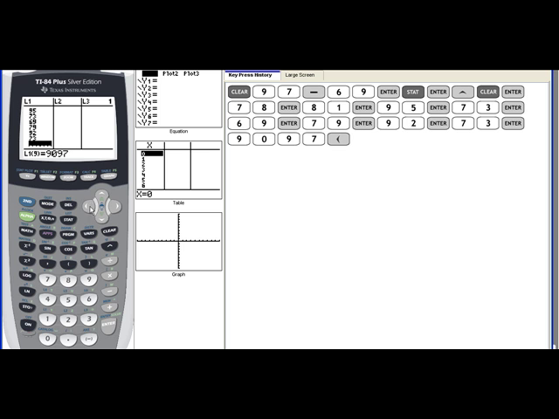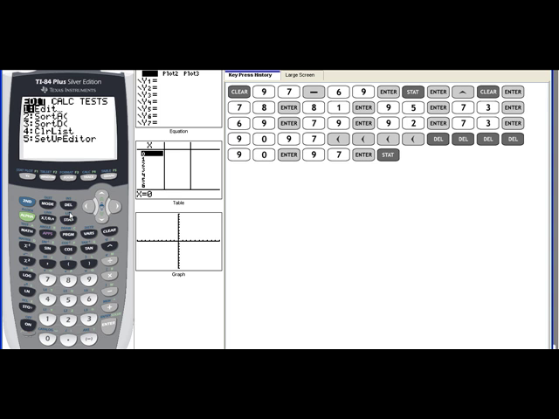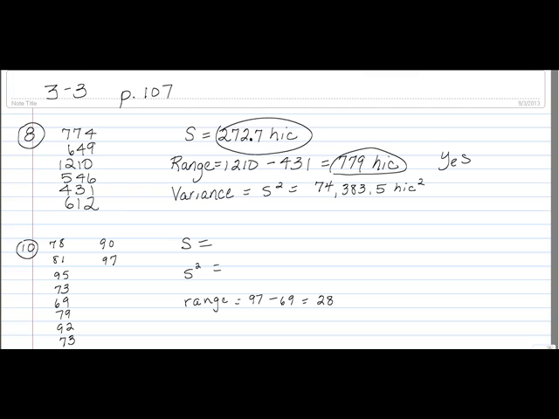97. Okay. So now I want to go to Stat. I want to calculate, so I'm going to move over to the right to Calc. One variable, Stats. Okay, and my standard deviation is 10 point, I'd round that up to a 1. Since they want our units.